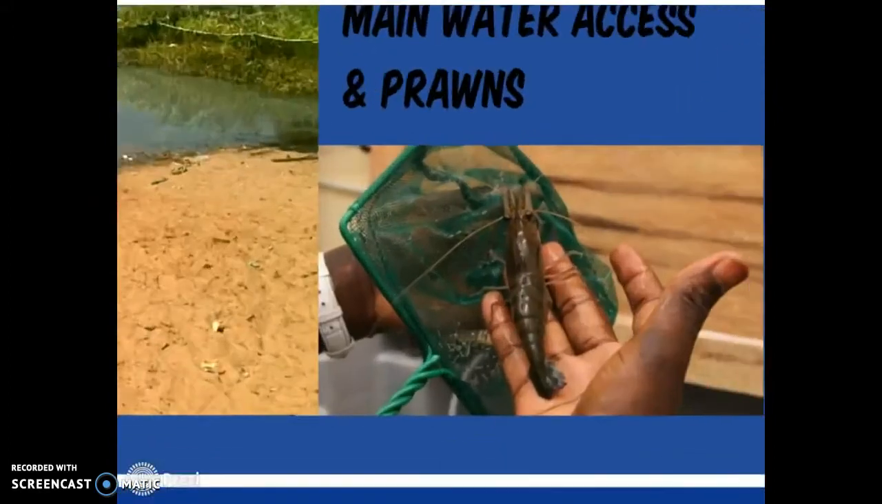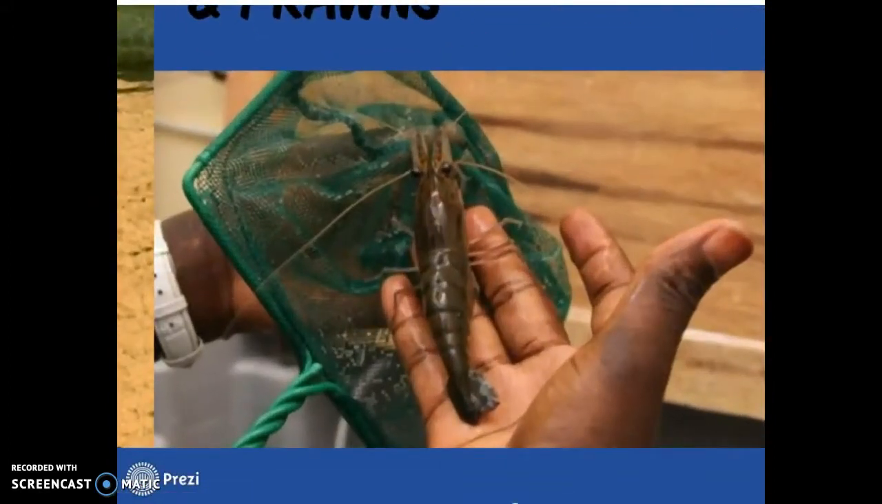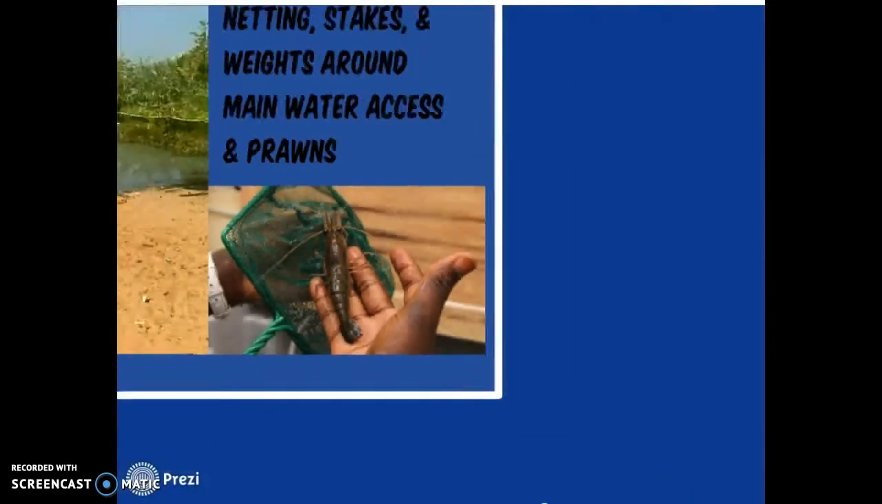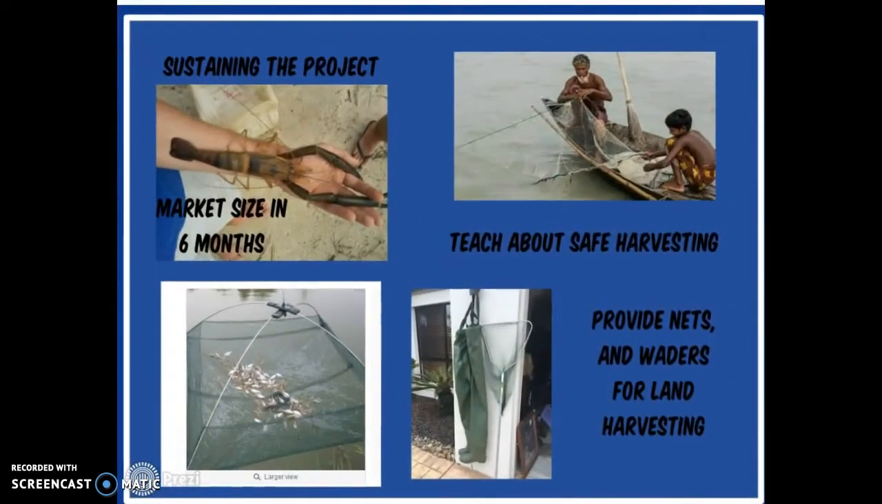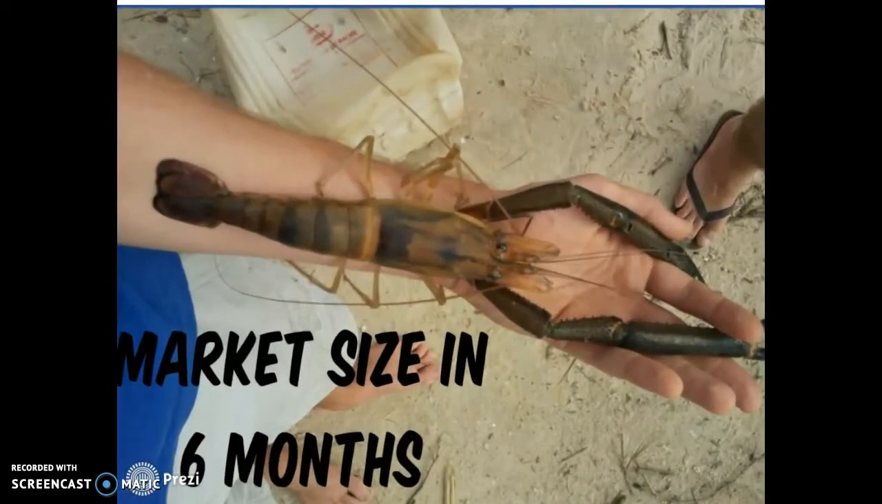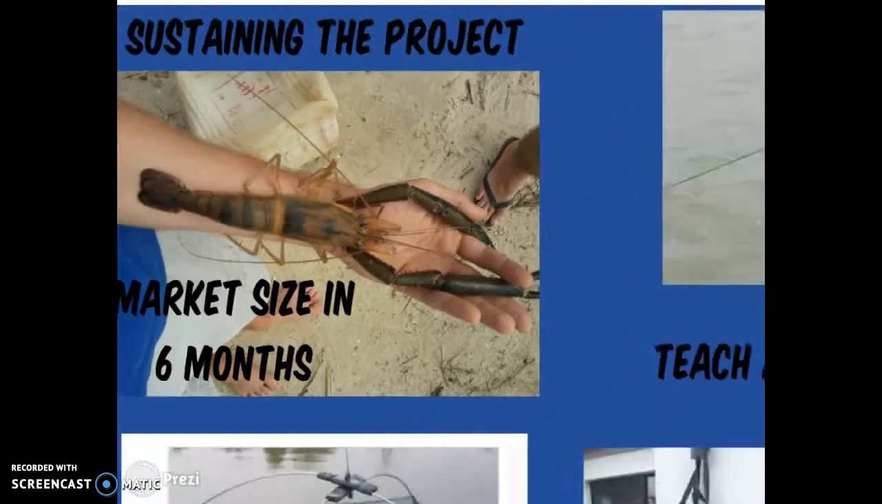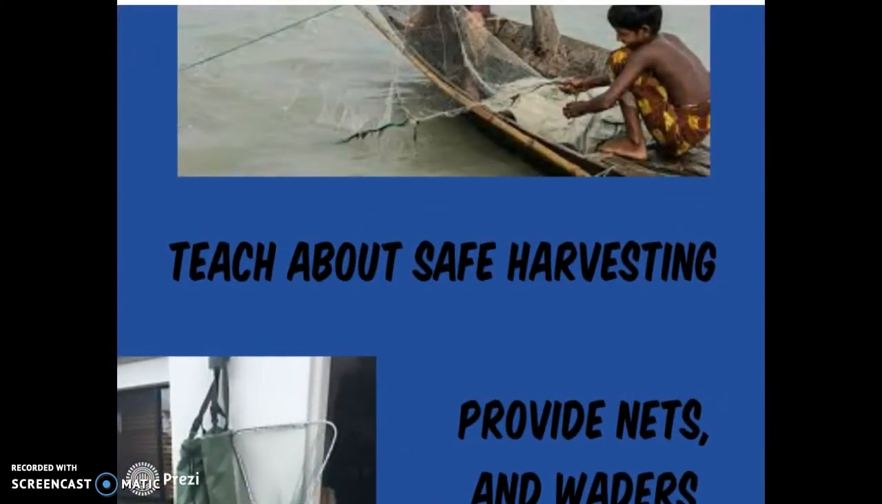Here's a picture of a young prawn from a hatchery. We want to stock the lake with young prawns so that they will eat more. So, how are we going to sustain this project? Well, teaching the people to know what size the prawns are when they're market size is one of the things. And this takes about 6 months for them to get this big. We need to teach them about safe harvesting.